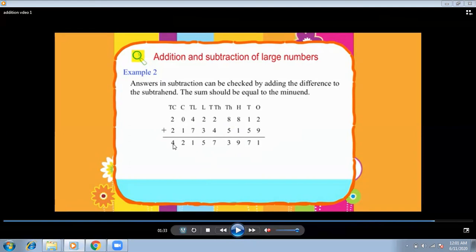2 plus 2, 4. So look, we have got the same answer, 42 crore 15 lakh 73,971, as the minuend in the previous question. So it means our answer is correct. So this is the procedure to check your answer after subtraction: you will add the answer with the subtrahend, and in the answer you will get the same answer as the minuend. So it means your answer is correct.